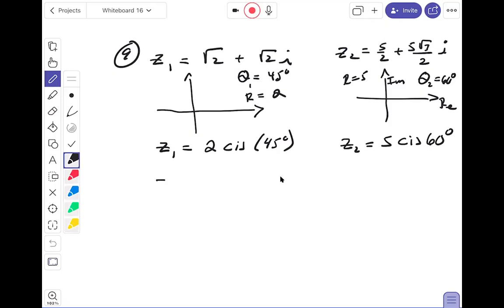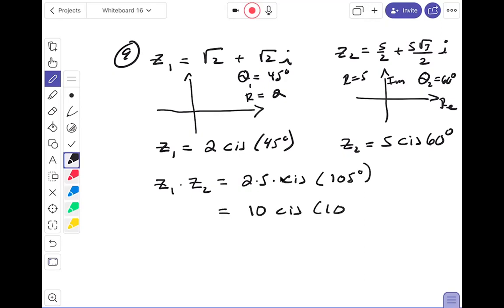They want me to do Z1 times Z2. Well, that should be easy. It's 2 times 5 times CIS. We're adding the arguments together. What's going to be 105 degrees. What does this give me? 10 CIS 105 degrees. I'll put this in a box.